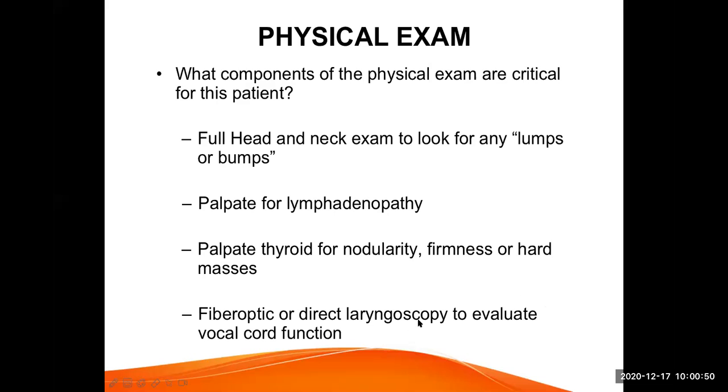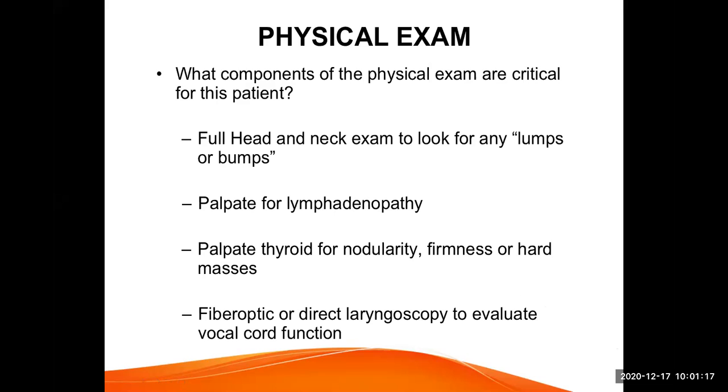Fiberoptic or direct laryngoscopy to evaluate the vocal cord function. This is another part of the physical examination. We want to make sure whether the vocal cords are paralyzed or not. Now, which nerve supplies the vocal cord? Recurrent laryngeal. Excellent. It's the recurrent laryngeal nerve. It supplies the vocal cord.